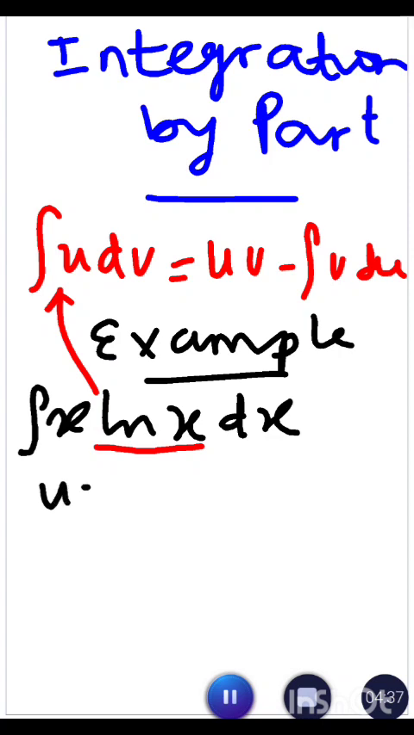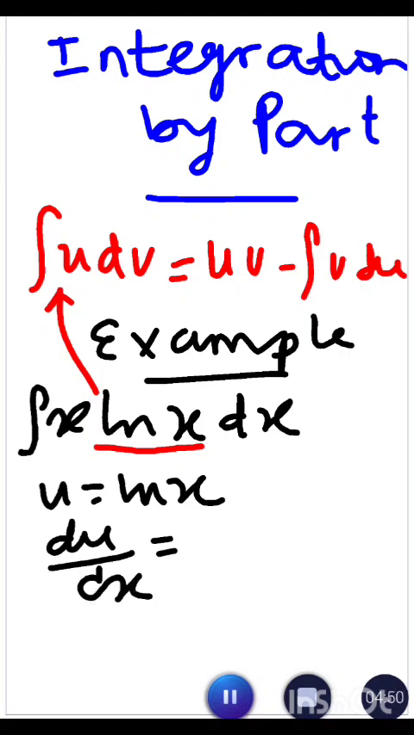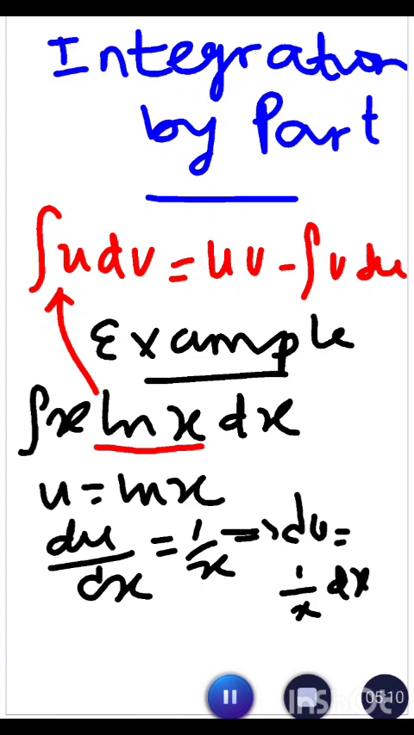It means u is equal to ln x. If I'm differentiating this, it means du/dx is equal to 1 over x, which implies that du is 1 over x dx. That's our du. Then our dv is x dx.